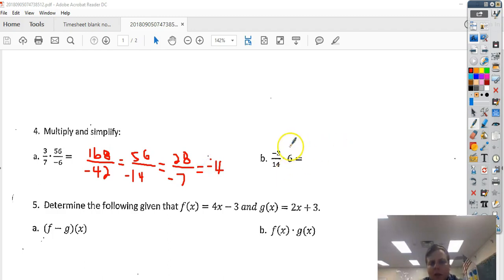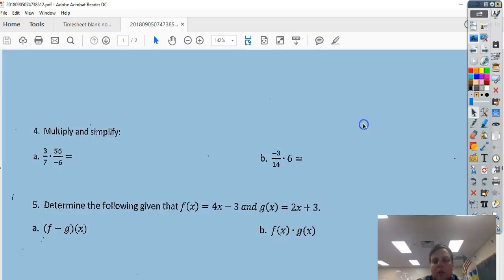Okay. Part B. Assume the 6 is over 1, so you get -3 times 6, which is -18, over 14 times 1, which is just 14. Those are both divisible by 2, so that'd give me -9 over 7. And that's as far as I could go.